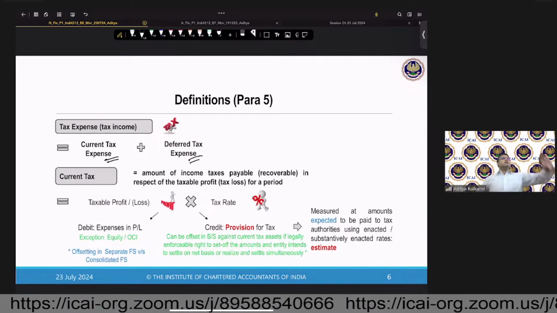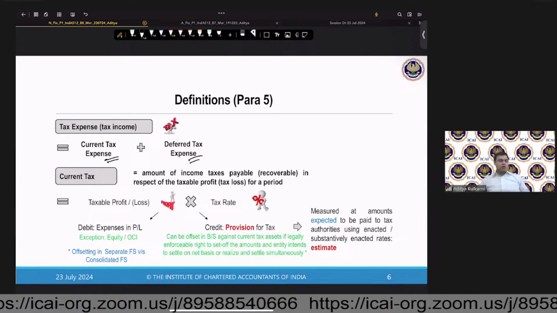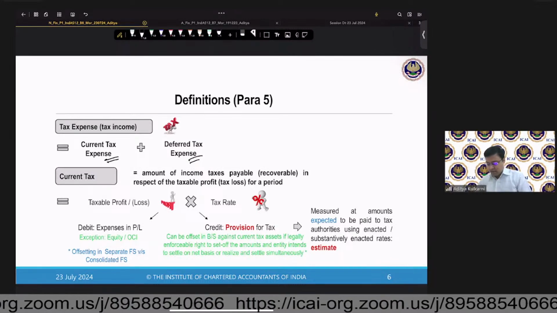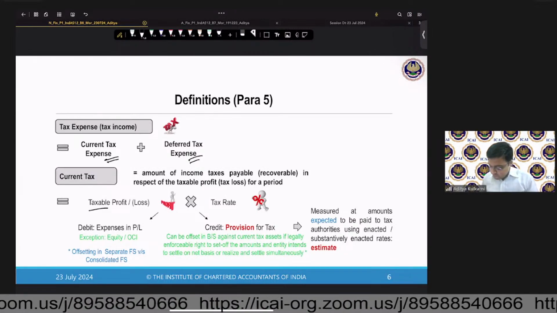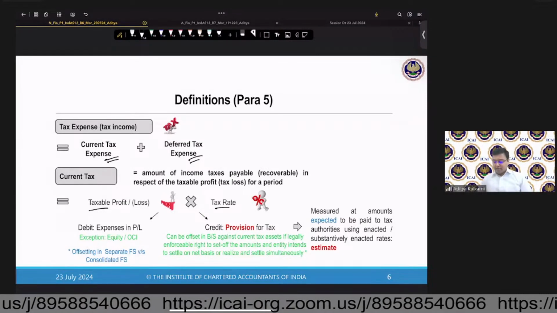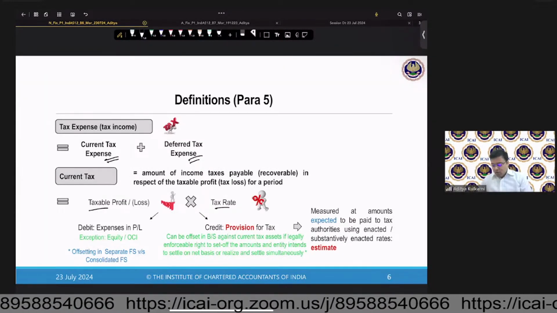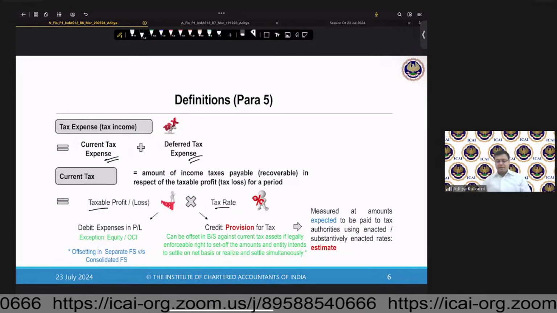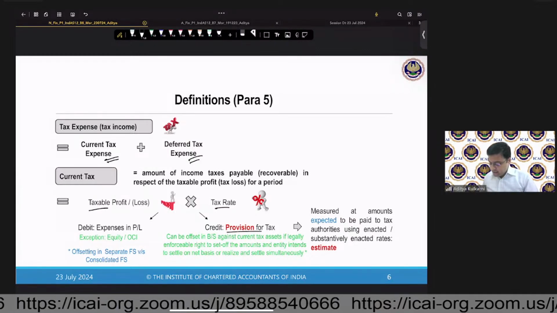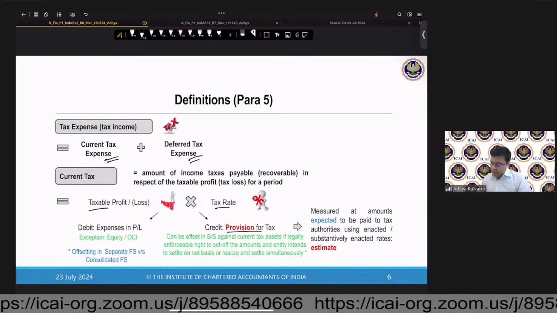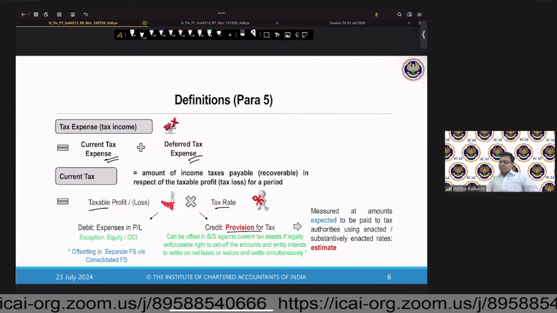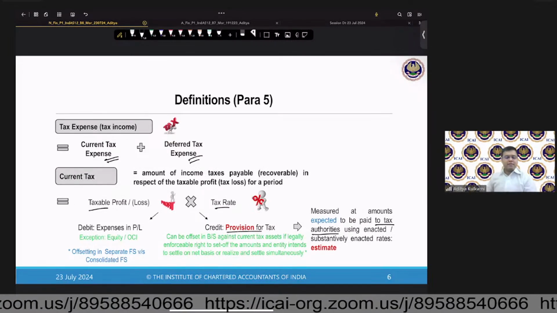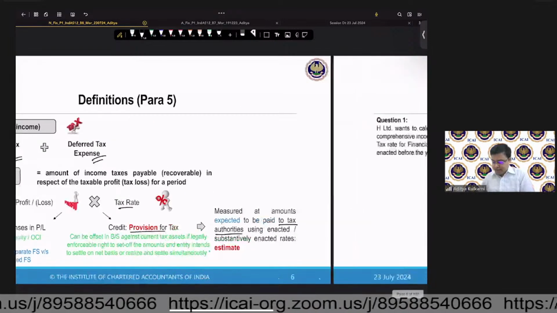What is current tax? Basically, based on the computation of income that you draw, the tax liability that you determine will become your current tax. Taxable profit multiplied by tax rate. What will be the accounting treatment for this? Expenses in P&L account debit, and credit provision for tax. This is the amount expected to be paid to tax authorities. Are we okay with this? Yes, are we okay? Next.